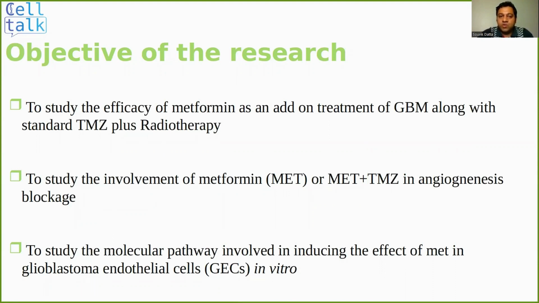The second objective they have tried to address is how much metformin is involved in bringing about the inhibition of angiogenesis. As we all know, angiogenesis is another very pivotal event that occurs during metastasis of cancers. That is the formation of new blood capillary vessels, which facilitate the cancerous cells to spread to different parts of the body. And likewise, they also try to elucidate the molecular pathway involved in bringing the effect of metformin in glioblastoma endothelial cells. Why did they pick the glioblastoma endothelial cells? Because these are the key cells which modulate the formation of angiogenesis and the spread of cancer cells.